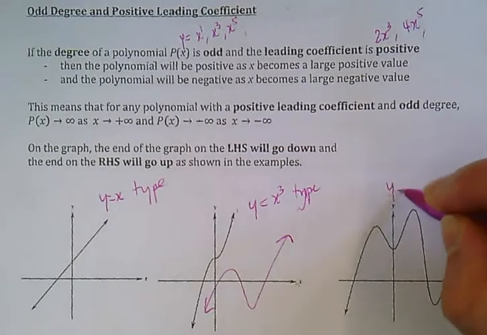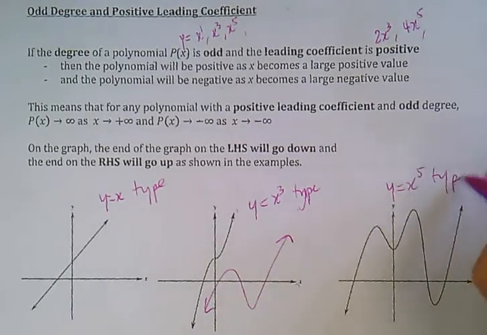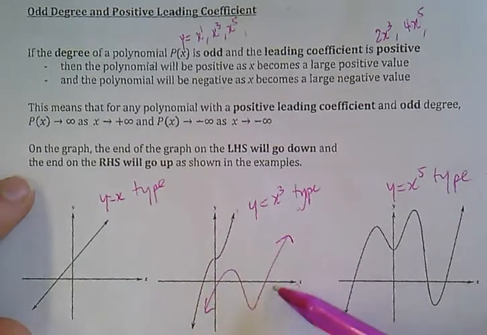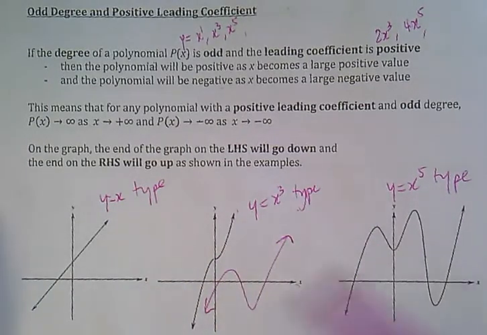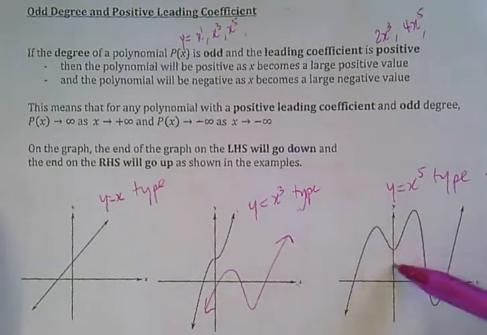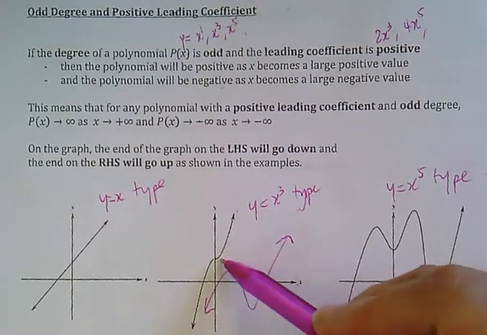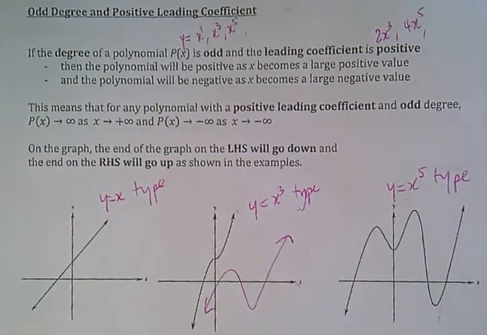So here, this is an x to the power of 5 type. So one end of the graph on the left-hand side is down and the other end of the graph on the right-hand side is up. So you start from the bottom, up, up, down, up. See? 1, 2, 3, 4, 5. All right? But that will happen because it's odd power. One will be up, one will be down. And this type goes like this, 1, 2, 3. All right? So that is odd degree.